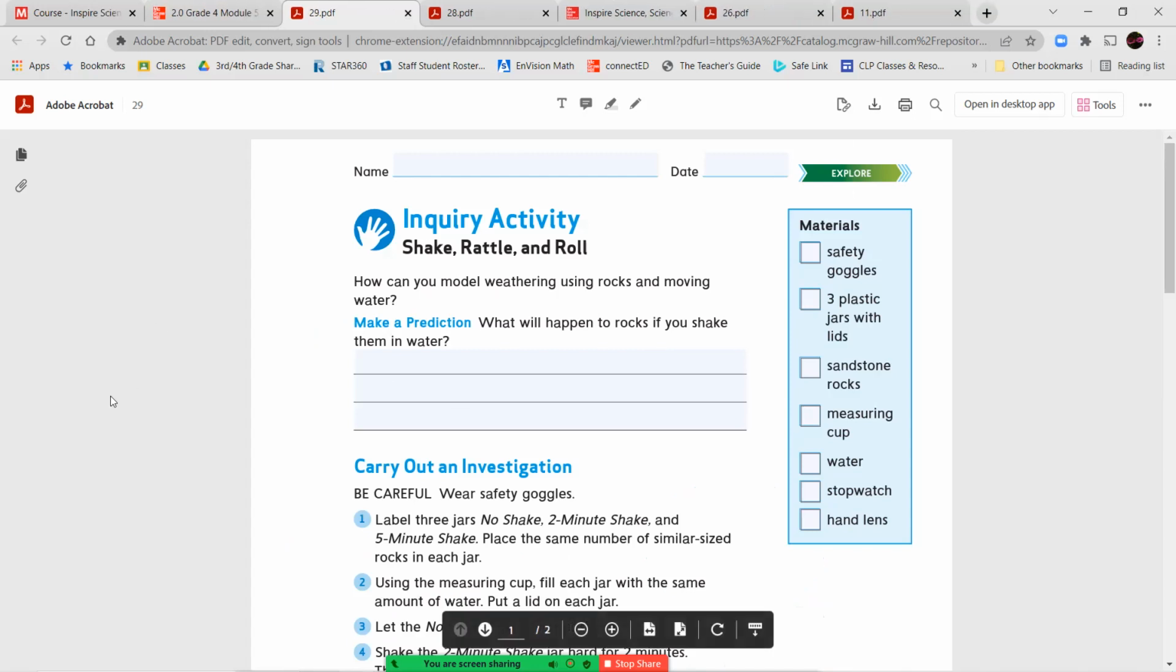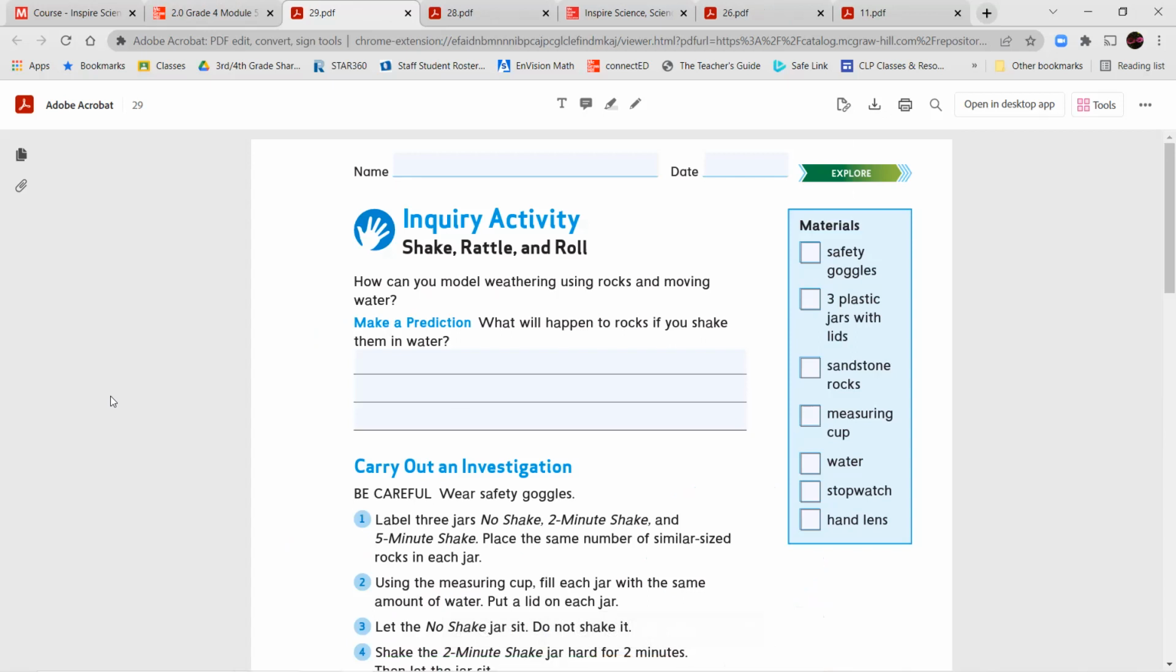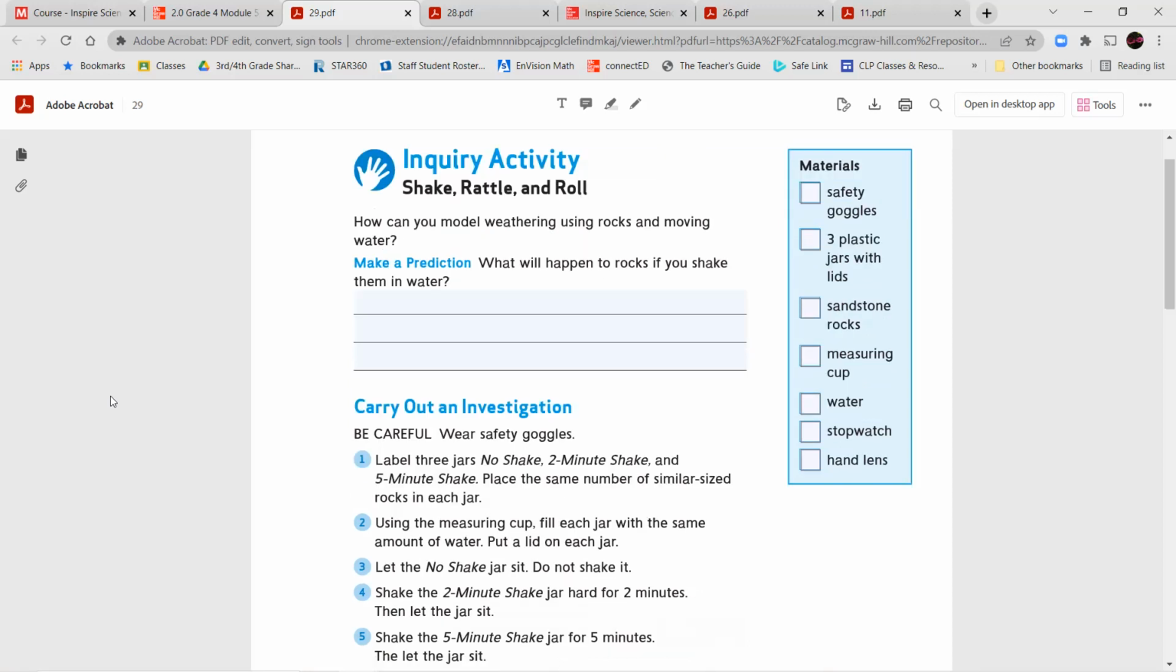Now, our first inquiry activity is called shake, rattle, and roll. So you're going to use a model and show how you can model weathering using rocks and moving water. So you're going to have your safety goggles, you're going to have some jars with lids, some sedimentary rocks or sandstone rocks, measuring cups, water, a stopwatch, and a hand lens or a magnifying glass. So what's going to happen is the first thing we're going to do is write out our prediction. What will happen to rocks if you shake them in water?